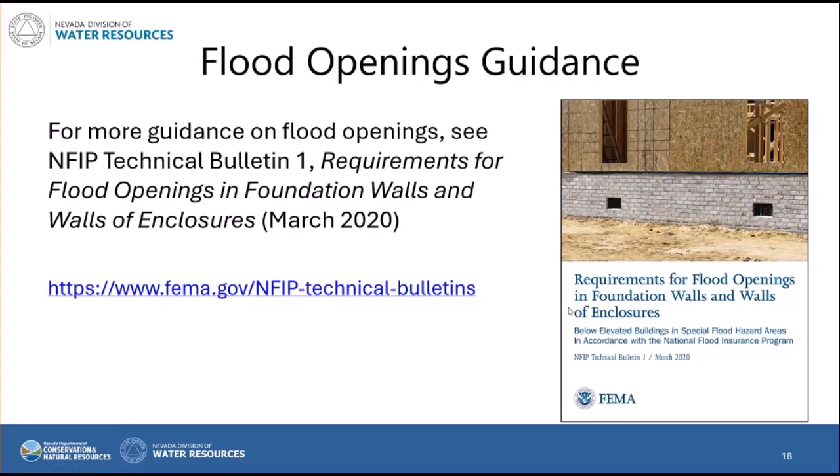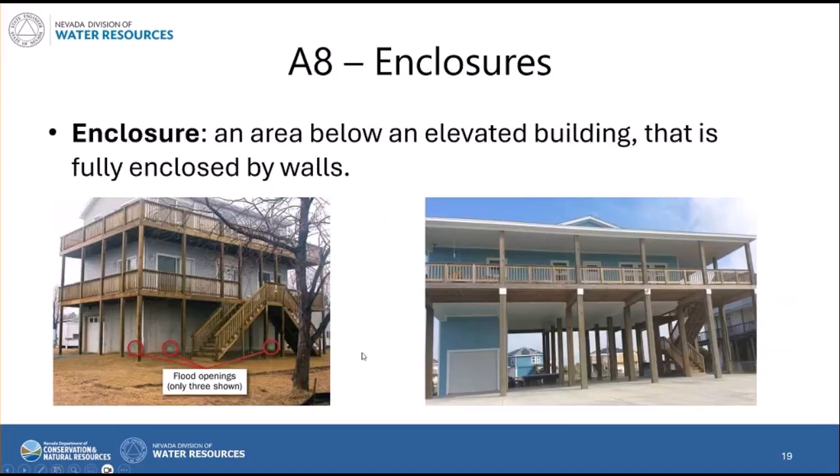For this and a lot more information about flood openings, FEMA has one of several different useful technical bulletins. TB1 is the requirements for flood openings in foundation walls and walls of enclosures. FEMA updates these from time to time. This one was last updated in March 2020. It's got some useful diagrams, some things to consider, some calculations and measurements. You can find this one and several others at fema.gov/NFIP-technical-bulletins. We'll talk about a couple of other TBs as we go through today's presentation.